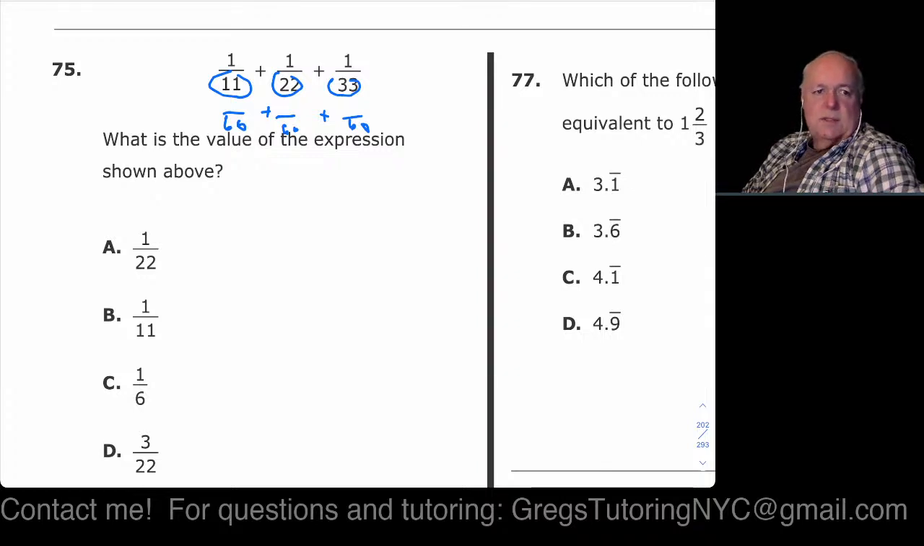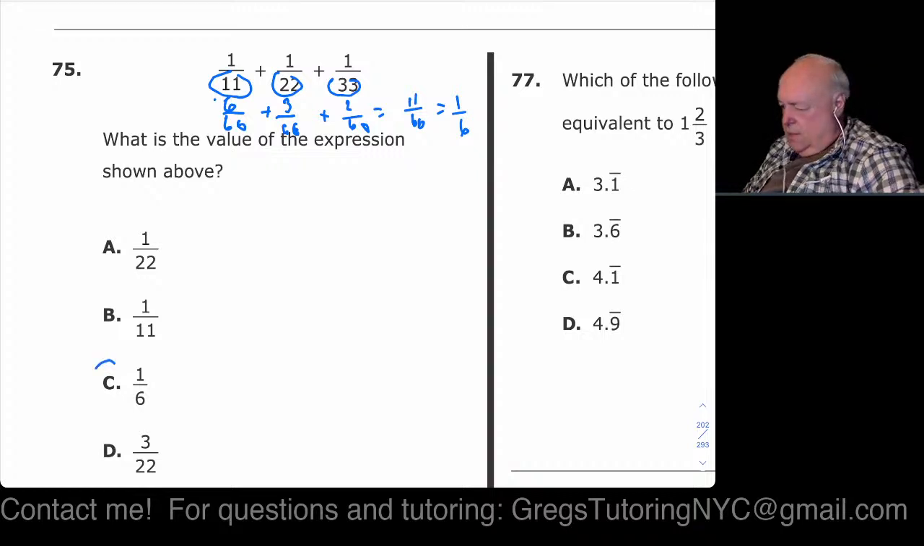So what do we get? We get 6 over 66 for 1/11th. We get 3 over 66 here. And we get 2 here. So that should be 11 over 66. Okay, and if we simplify that, we get 1/6. So this guy wasn't too bad.